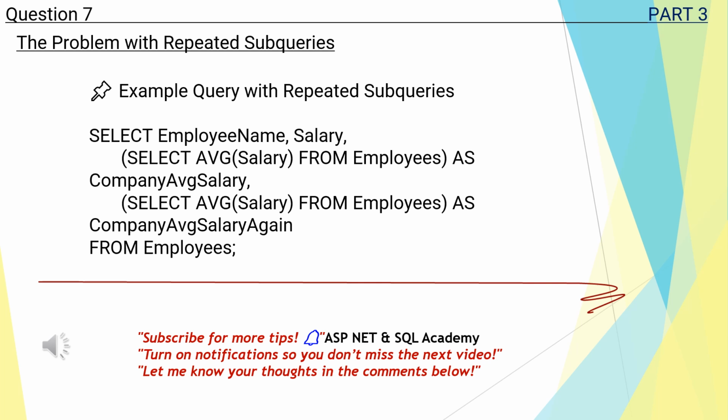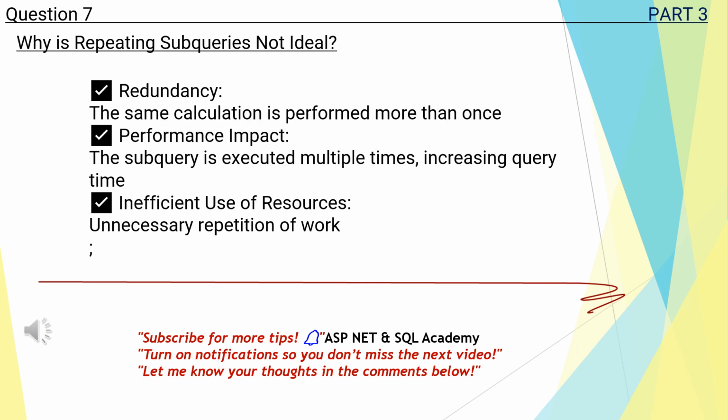Running the same subquery multiple times can hurt performance, especially with large data sets. When the same subquery is used multiple times, it results in redundancy. The same calculation is executed each time, which not only impacts performance but also consumes unnecessary resources. This makes the query less efficient.